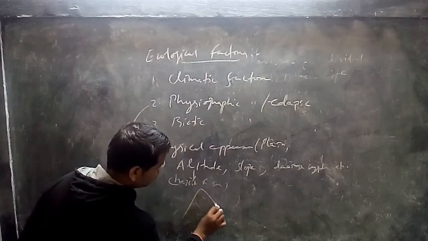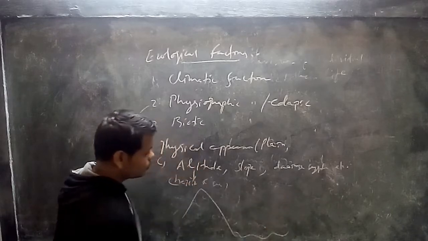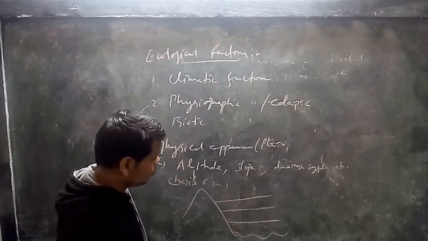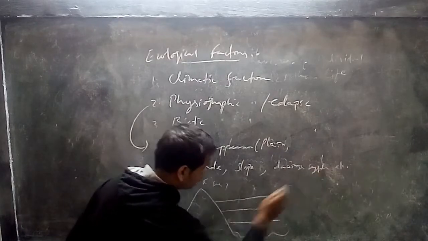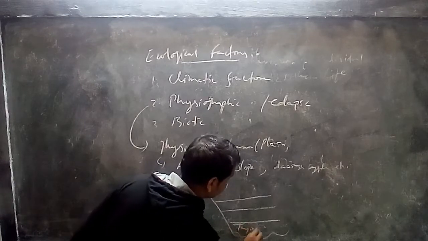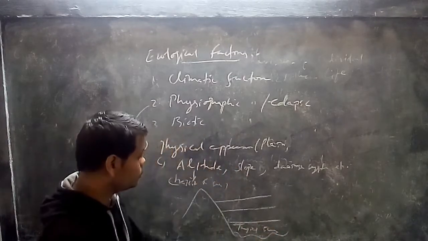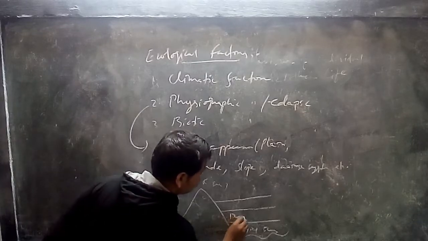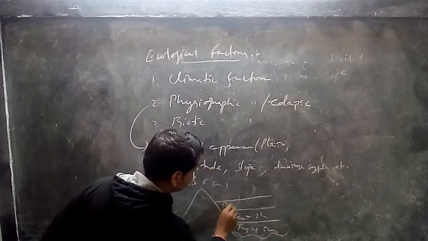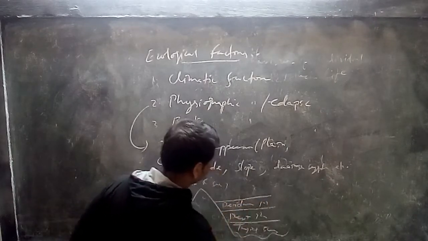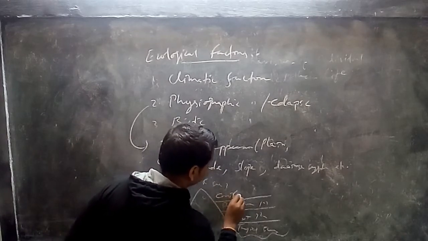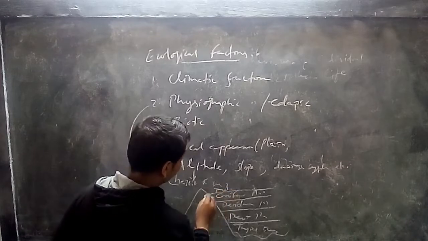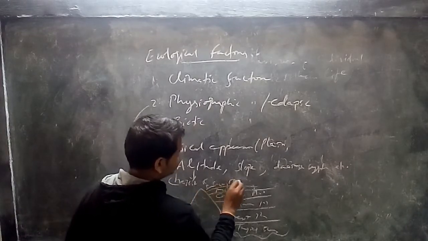If we compare the height of the land according to the sea level, then various types of plants are seen. First, we observe tropical trees or tropical forest, which are present nearer to the sea level. Then desert plants, then deciduous plants, then coniferous plants or coniferous forest. Then tundra. Then at the top, snow and ice are present.